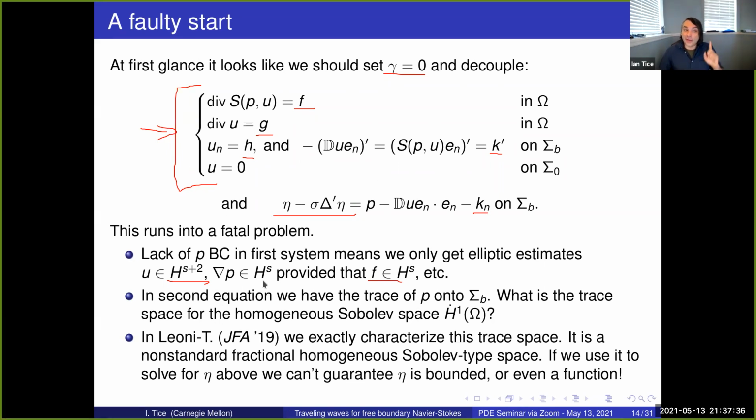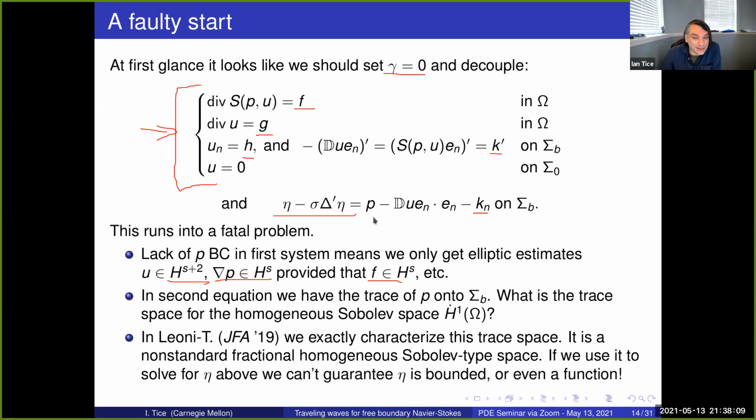Now, this may look harmless, and if I were in a bounded domain, it would be harmless, because I could always just subtract off the average of p in order to get an estimate for p in terms of the gradient using some sort of Poincare estimate. But remember, our domain is an infinite slab, so I have no such Poincare inequality, and I can't subtract off a constant. What this means then is that the best estimate I can get from this first part of the equation is that the gradient of p belongs to H^s.